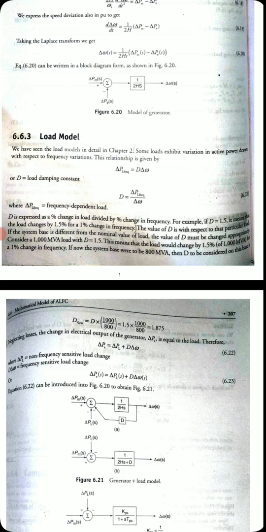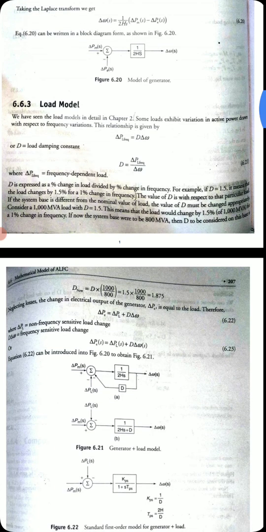So neglecting the losses, the change in the electrical output of the generator, delta P, is equal to the load. Therefore, we write delta P is equal to delta PL plus D delta omega, where delta PL is the non-frequency sensitive load change, which does not depend on the frequency. If it is delta PL frequency, it means frequency dependent. And D delta omega is the frequency sensitive load. Converting this into the Laplace frequency domain, delta P of S is equal to delta PL of S plus D delta omega of S.